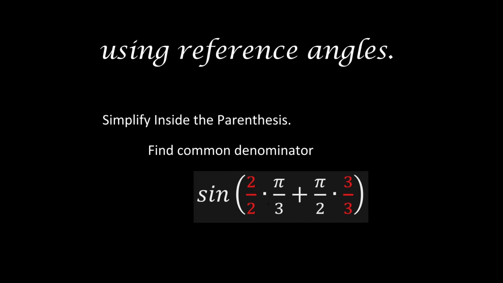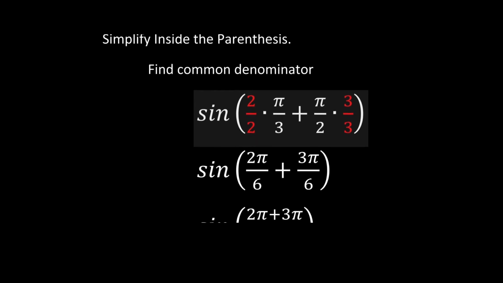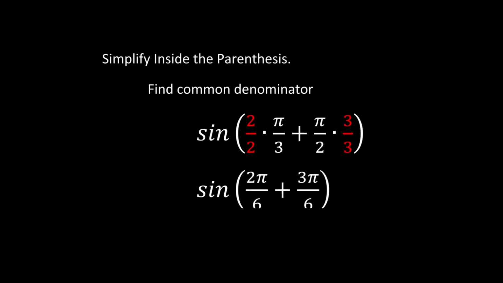So if I have 2 over 2 times pi over 3, I'm going to multiply 2 and pi first in the numerator, and then I'll divide it by 2 times 3, which is 6. And I'll do the same thing on this side. So I'll multiply 3 and pi, and then 2 and 3. So it'll simplify to this. So I get 2 pi over 6 plus 3 pi over 6.